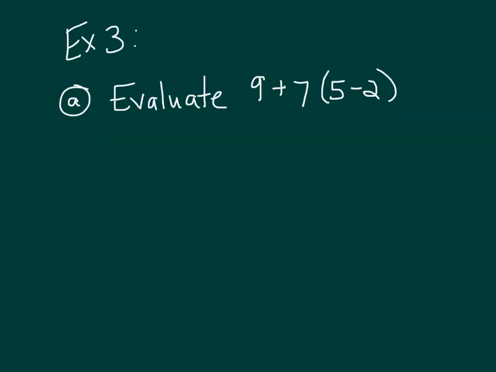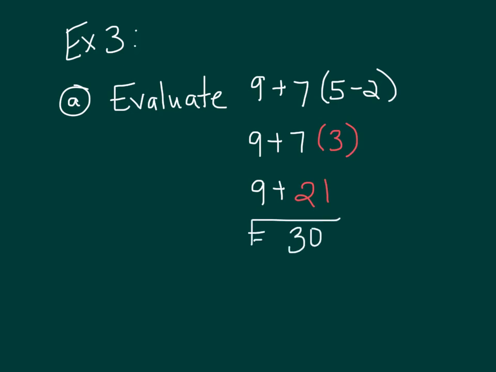Example 3a, evaluate 9 plus 7 times (5 minus 2). So we're going to keep the 9 plus 7, and remember that we do anything in parentheses first, so 5 minus 2 is 3, and we're going to put that 3 next to the 7, keeping it in the parentheses so that we remember to multiply. And since 7 times 3 is 21, then our next line should say 9 plus 21, and then 9 plus 21 equals 30, so our final value is 30.